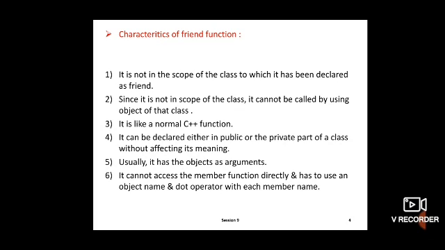It cannot access the member function directly and has to use an object name and the dot operator with each member name. A member function of a class cannot be accessed directly; you create an object, then use the dot operator, then the member function name. But this is not necessary for a friend function. Just declare it with the friend keyword.